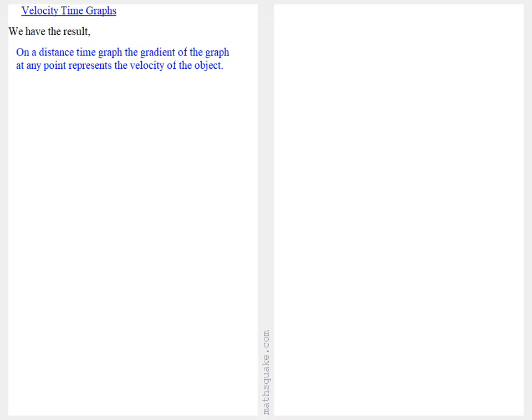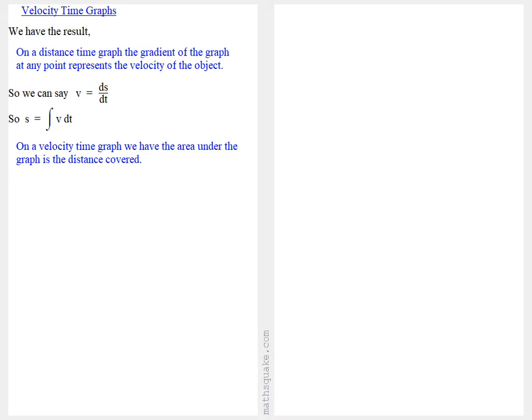Now let's have a look at velocity time graphs. We have the result: on a distance time graph, the gradient of the graph at any point represents the velocity of the object. So if we know calculus, we can say v equals ds by dt, which means that s is equal to the integral of v dt. This states that on a velocity time graph, the area under the graph is the distance covered.